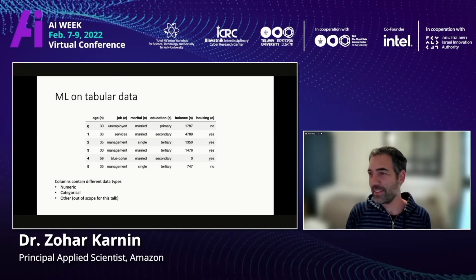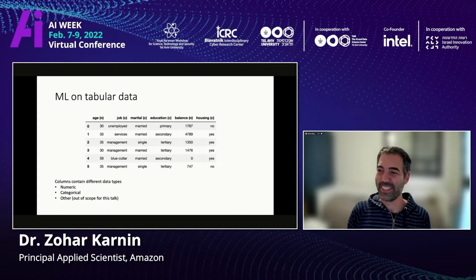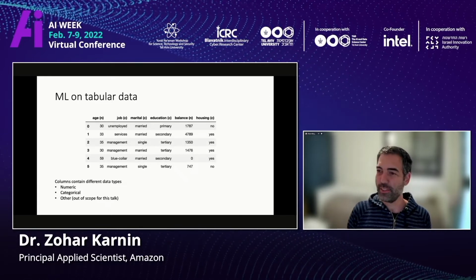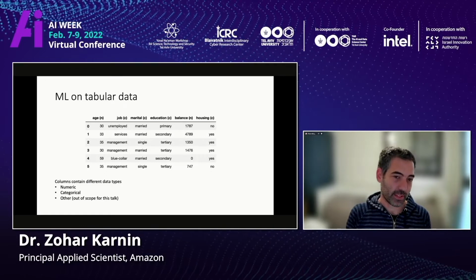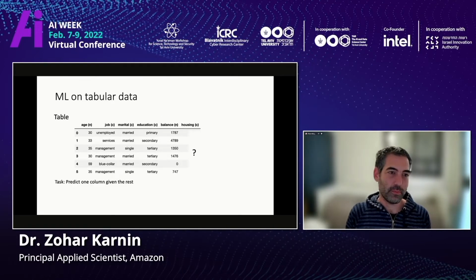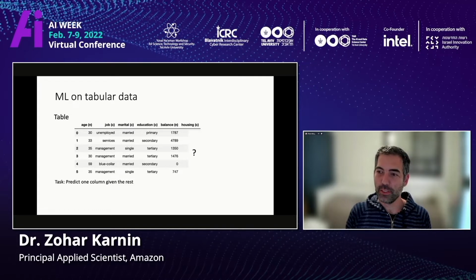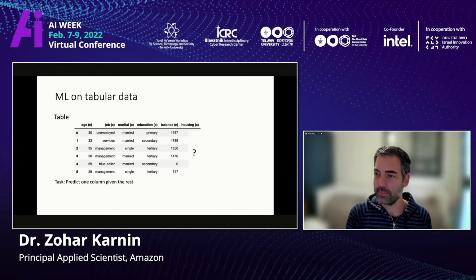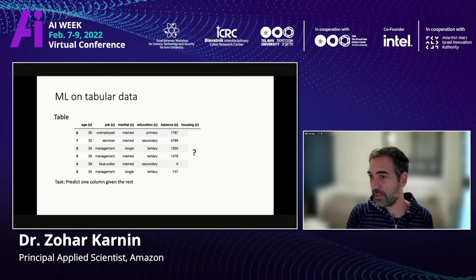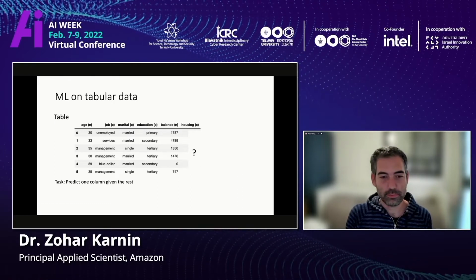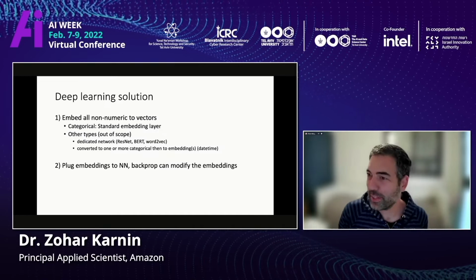Tabular data is data in a table, right? It has columns, which could be of various types. And at least for the purposes of this talk, I'd like to predict one column given the rest. This could be classification or regression, or other stuff I don't want to talk about.